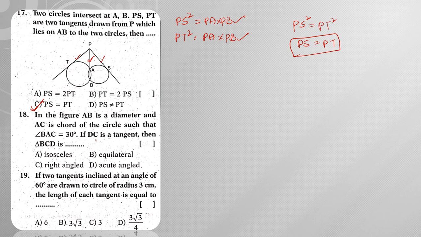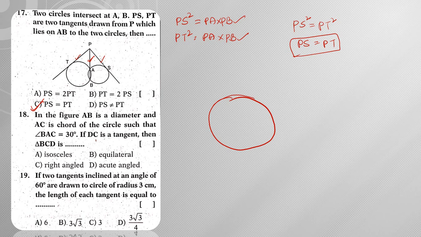Next, in the figure, AB is the diameter and AC is the chord of the circle such that angle BAC is equal to 30 degrees. If DC is a tangent, then triangle BCD is equal to what? Now here the figure is not given, so let us consider the figure.